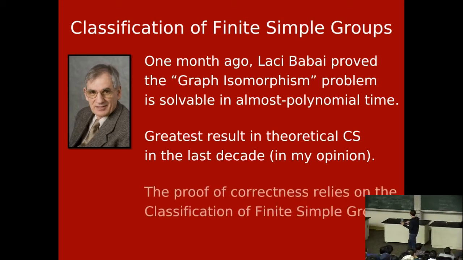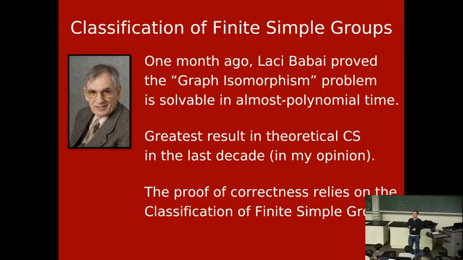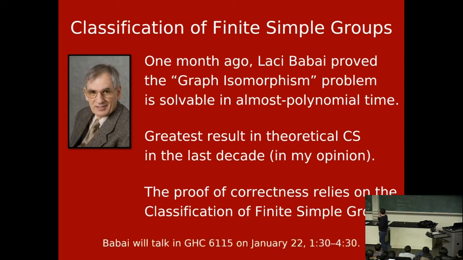Let me tell you a fact about the proof, though. The proof that it's correct relies on this 10,000-page classification of finite simple groups theorem. Not in a super strong way, but if you want to be super convinced of this, you have to believe that other theorem. This also uses group theory in some way. So I think mathematicians generally accept that the theorem is true, but they prefer not to put their faith in it unless they really have to. By the way, he's coming to talk about this amazing result here at Carnegie Mellon on January 22nd, if you want to see some group theory in action.